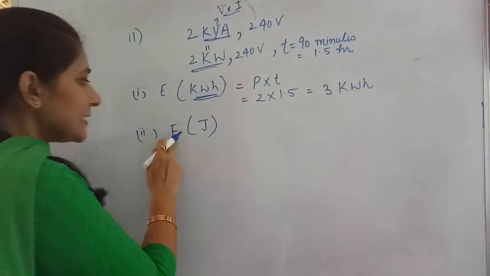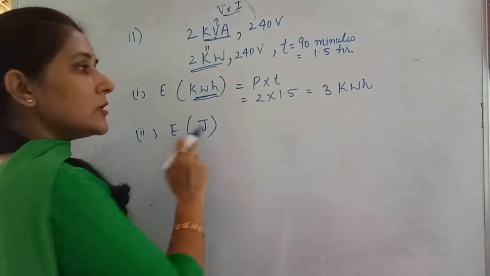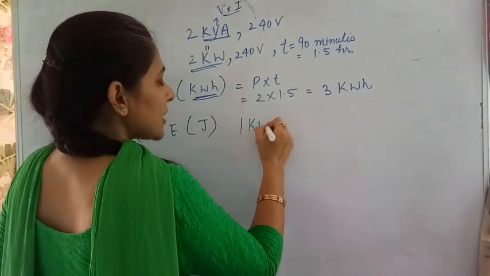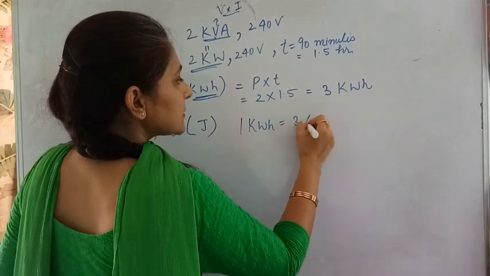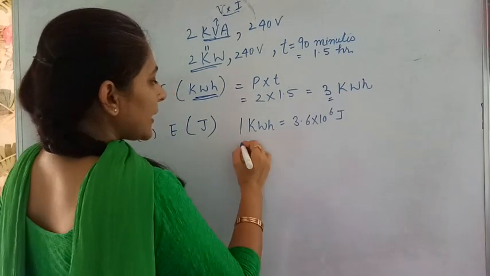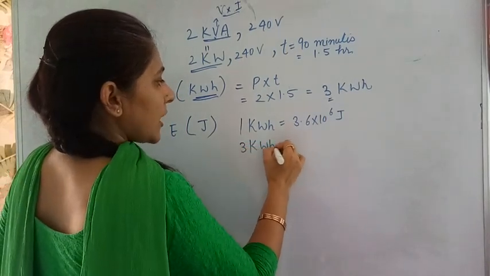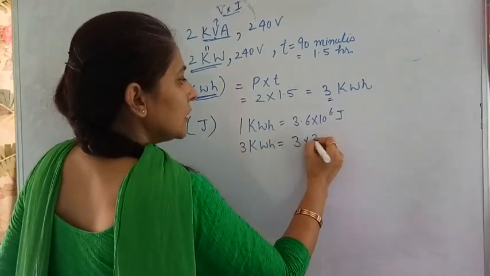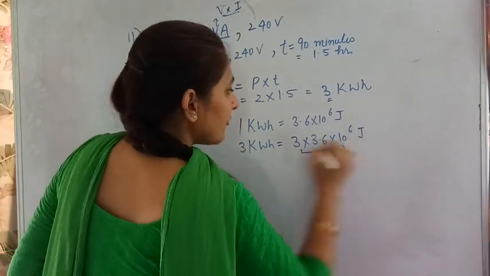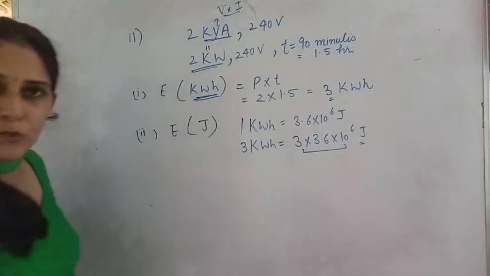In the second step, they are saying calculate the same energy in joules. As we are aware, 1 kilowatt hour is equal to 3.6 into 10 raised to the power 6 joules. So 3 kilowatt hour is equal to 3 into 3.6 into 10 raised to the power 6 joules. Whatever answer comes, that will be in joules.